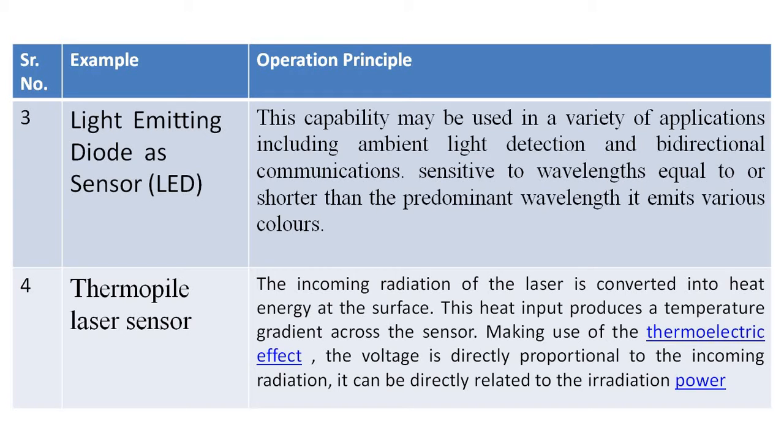So whatever radiation comes from the laser, it bombards the surface of the material, so that the material produces heat. That heat or radiation pattern generates a voltage across it. That is the working of the thermopile and laser sensors.